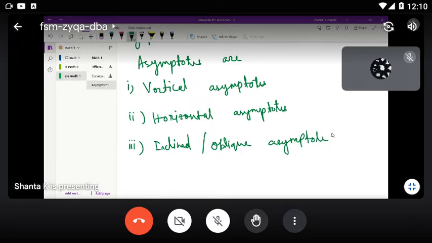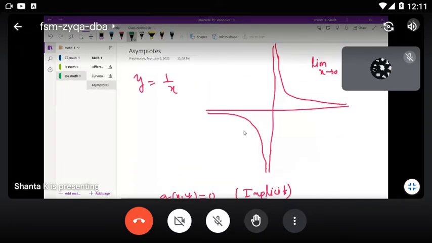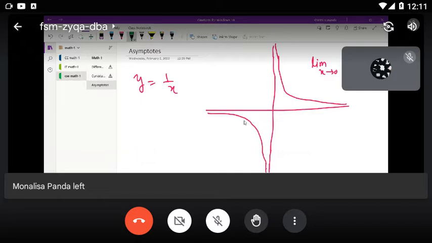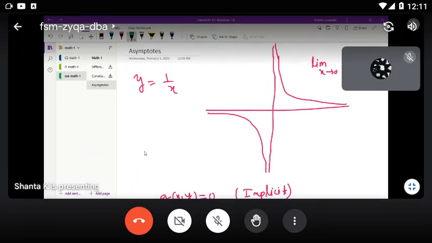Okay, so we have three types of asymptotes: vertical asymptotes, horizontal asymptotes, and inclined or oblique asymptotes. Here you can see this y-axis is the vertical asymptote, and any line parallel to the y-axis will be a vertical asymptote. Got it? Like here, if you have a curve like this one, and any asymptotes like this one. If you remember, you have seen many curves like this. So this is how it goes.